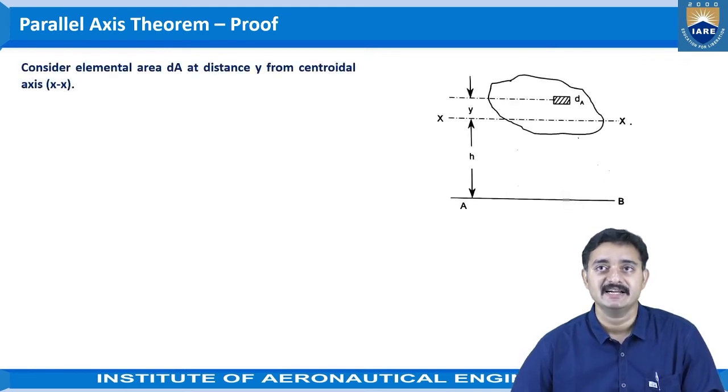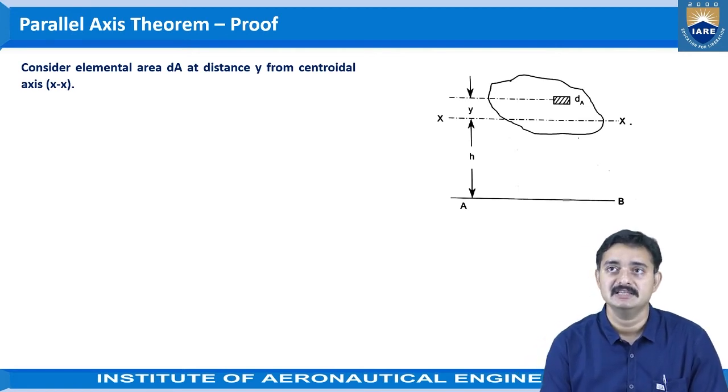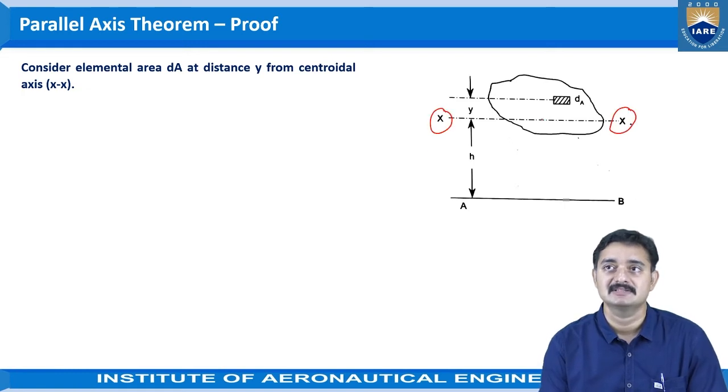Consider an elemental area dA at a distance y from the centroidal axis xx. So xx, which you are seeing in the figure, is the centroidal axis. That means the object's centroid is somewhere here, and this axis xx is passing through that centroid. And dA is the small elemental area which you are considering, and it is lying at a distance of y from the centroidal axis.